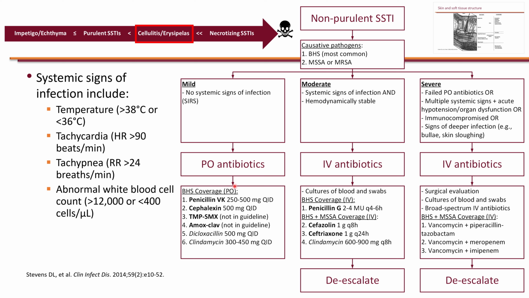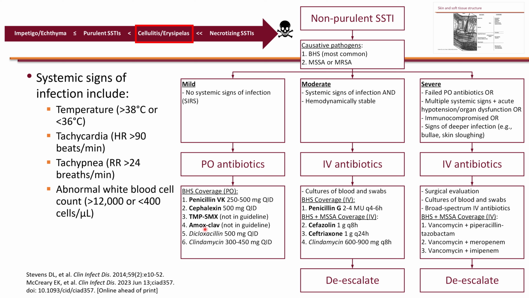So for mild, we do use oral antibiotics, and this is geared towards beta-hemolytic strep. So penicillin is okay. The problem with penicillin is 4 times a day. So even though we're not covering Staphylococcus aureus, penicillin is okay, but people usually don't use it just because it's 4 times a day. Cephalexin is also 4 times a day, so it has the same problem, but it also covers MSSA. Trimsulfa is not in the guideline because they thought that it doesn't cover beta-hemolytic strep, but we have learned that it does.